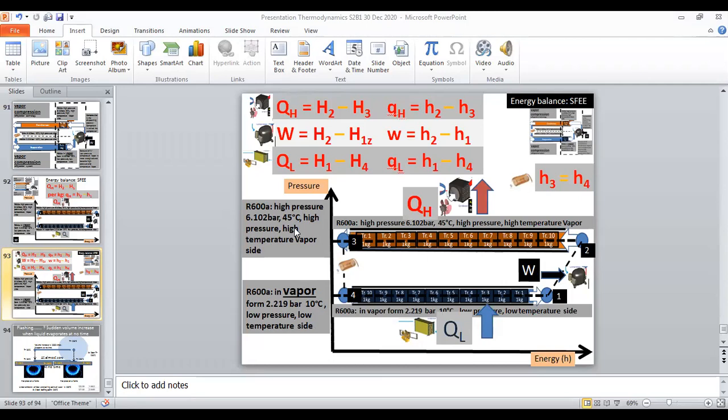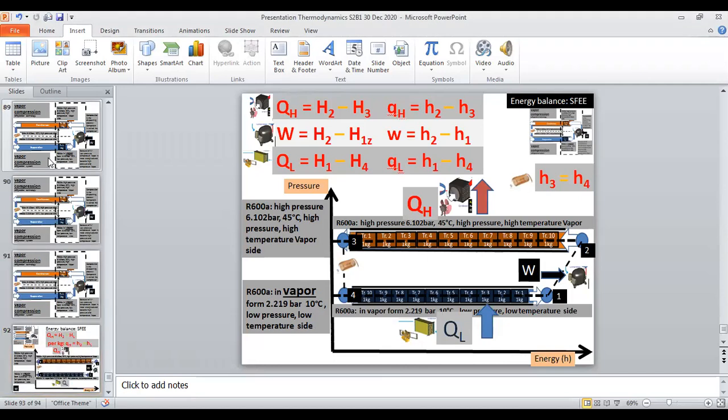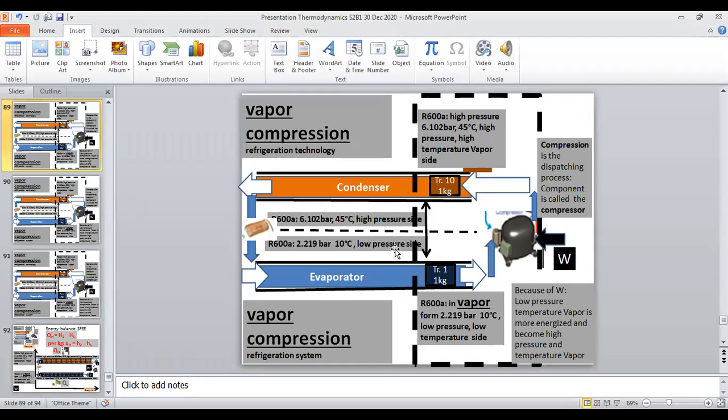We have learned this very well, because to come to this slide we came to know about the pressures. At the low pressure side, R600a is 2.219. At the high pressure side, at 45 degrees, it is 6 bar. So there is a pressure difference, with two components responsible: one is the dispatching and the other is the return release. In standard terms, these are the compressor and the metering device for expansion. That is very important.